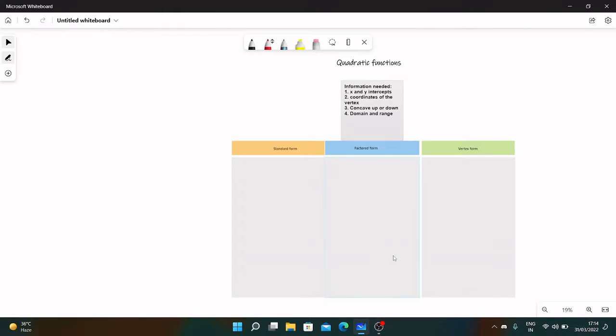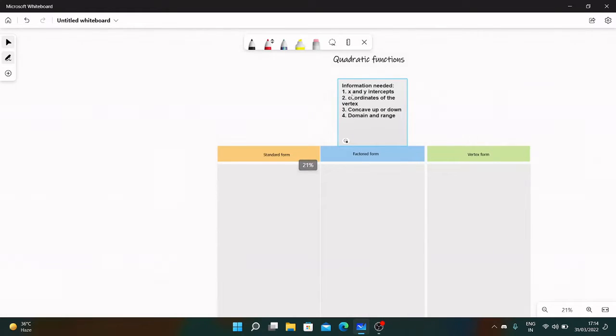This is the fourth part of the series on functions. In this video, we'll be looking at the various information a quadratic function can give us, different ways to represent quadratic functions, and questions on this topic. We'll start with the various information we need to know about in a quadratic function.